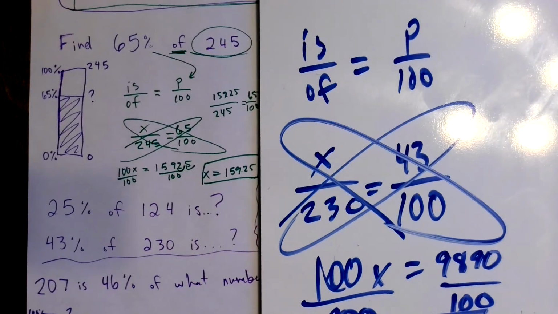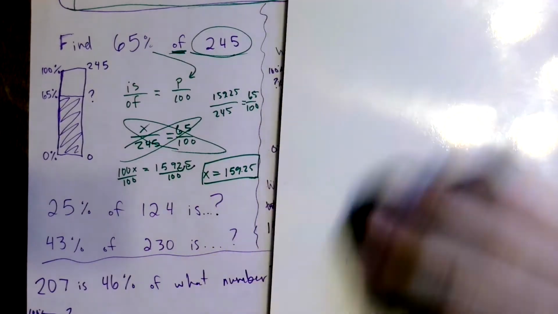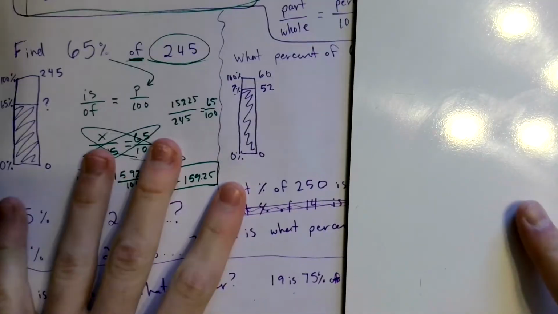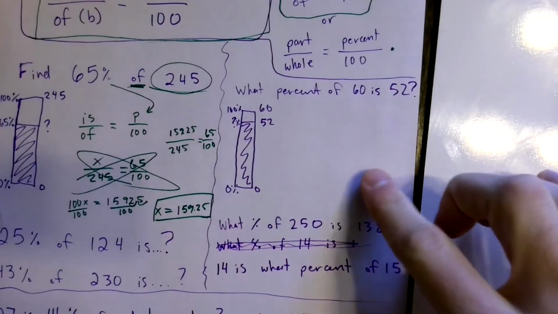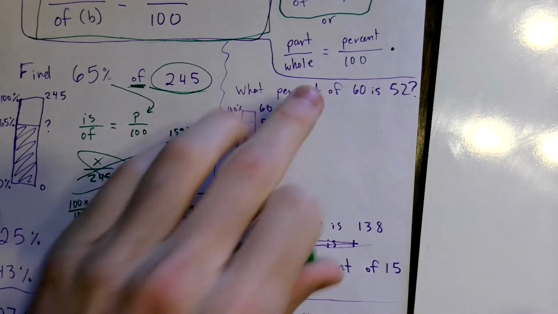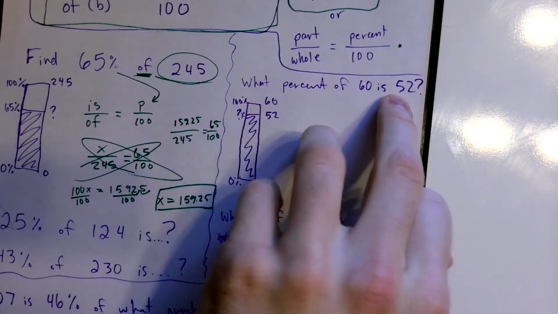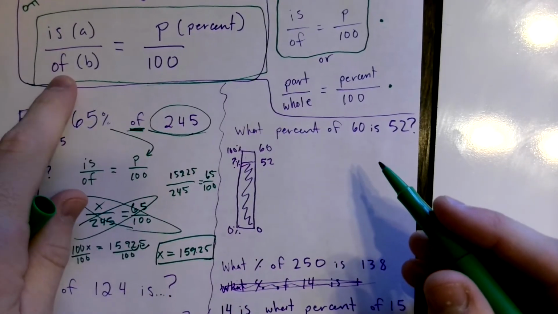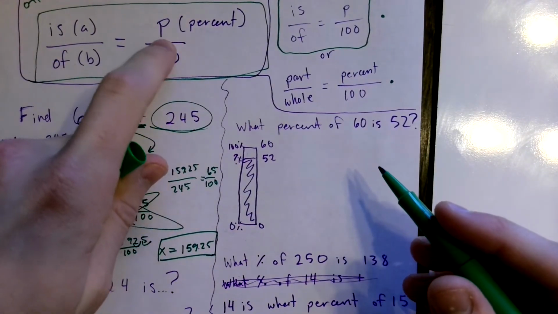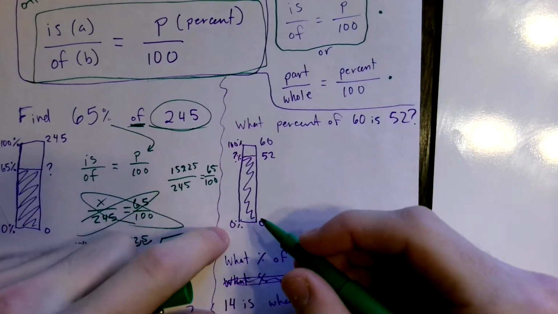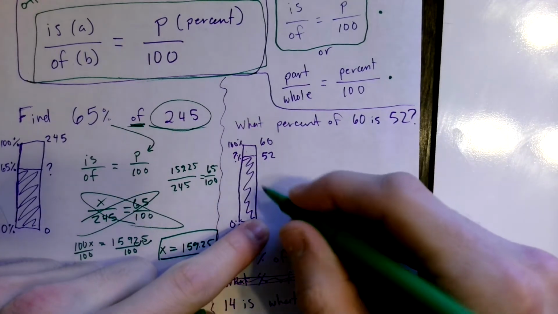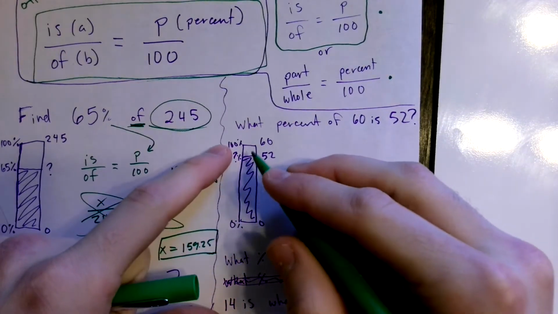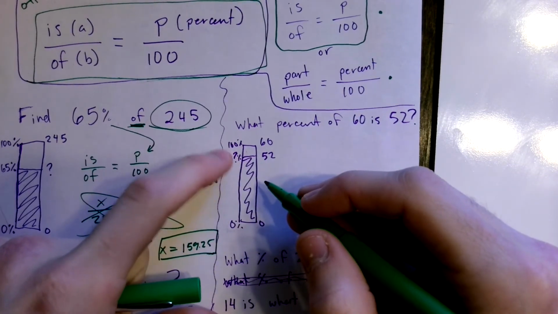Awesome. So there are some examples to start us off, but there are going to be times where they don't always give us the of and the percentage. Sometimes they're going to give us other things. For example, over on this side, they tell us: what percent of 60 is 52? This time they told us our is and our of, but they didn't tell us our percentage. Take a look at our chart here. I have 0 to 60, with 52 marked there, and 0 to 100%, and I don't know this percentage.